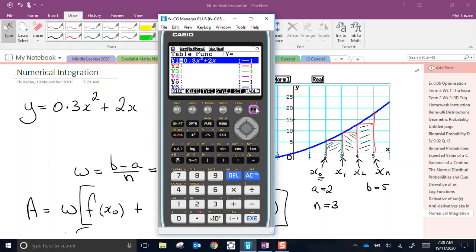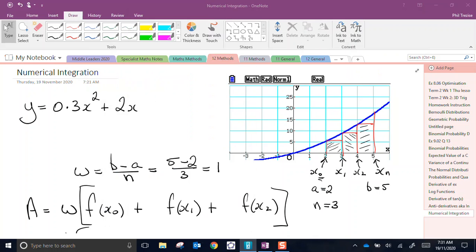I'll just draw up a table of values. There's the x values, 1, 2, 3, 4. Hopefully 5 is there, good. We don't need 5, we only need 2, 3 and 4. And here are the y values. Don't worry about the y dash. So the numbers I need for the heights of these rectangles can be calculated on the machine. I could substitute the value of 2 into this formula: 2 squared is 4, 4 times 0.3 is 1.2, another 2 times 2 is 4, so it adds up to 5.2. But it's so much easier just to copy them down.